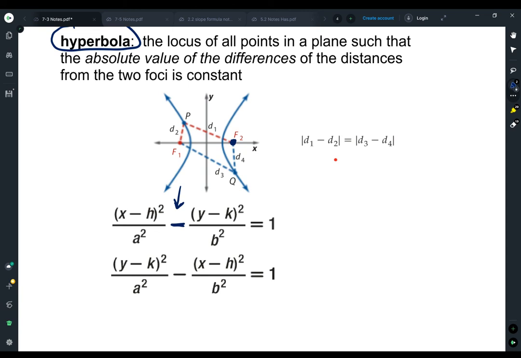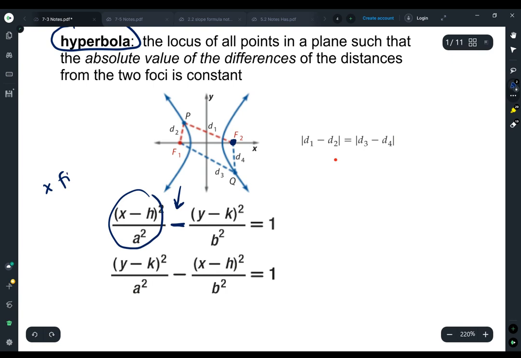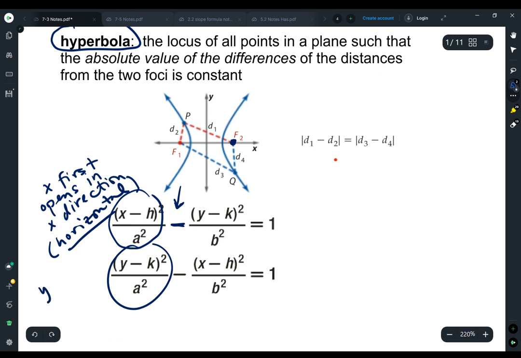So circles and ellipses have plus, hyperbolas have minus. When the x part is first, it means that it opens in the x direction, which I really mean horizontal. My x-axis is horizontal. And when our y is first, it's going to open in the y direction, which is vertically. So that's the first really important thing.